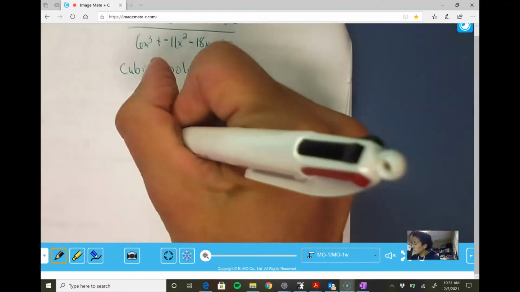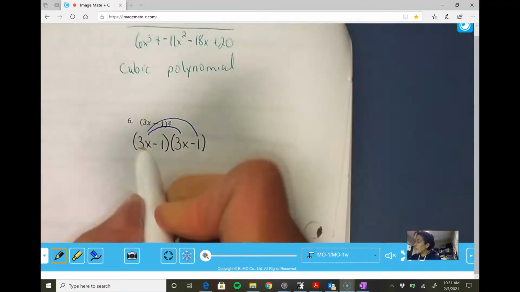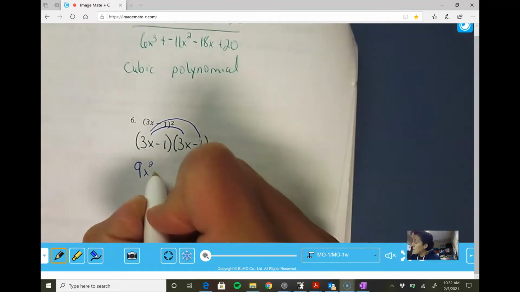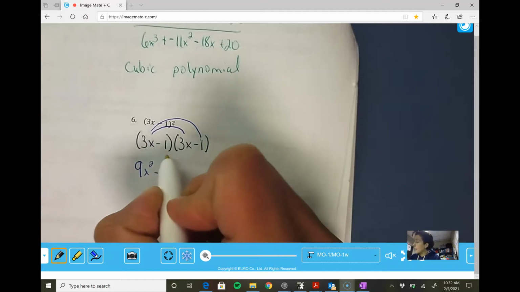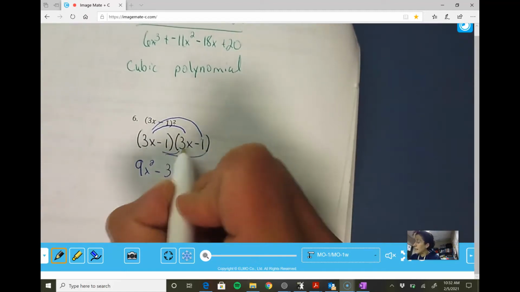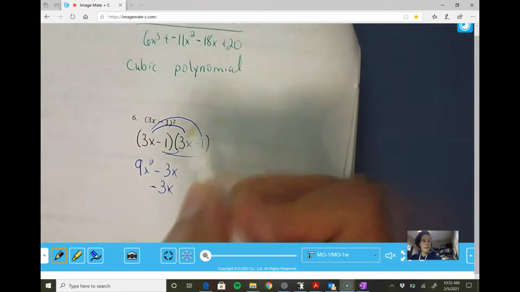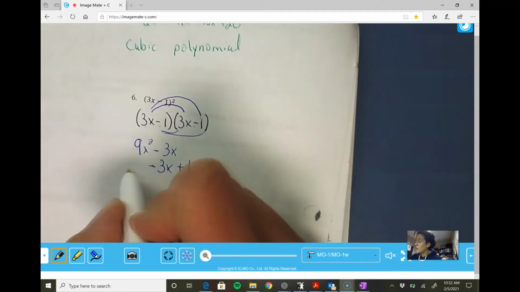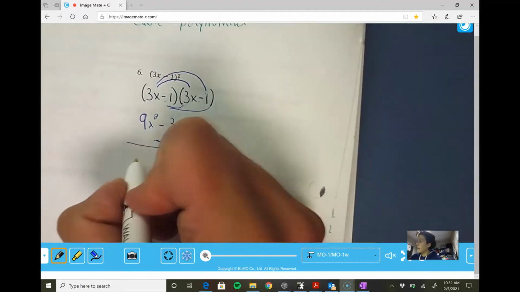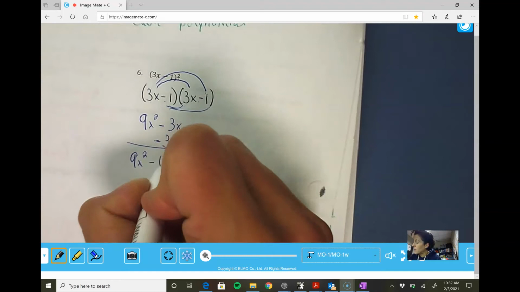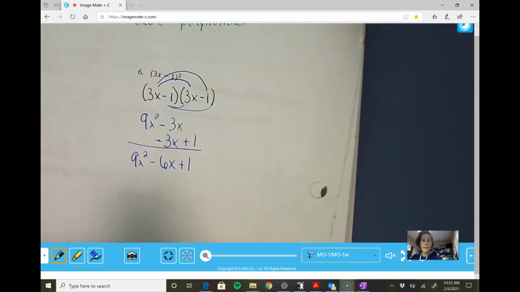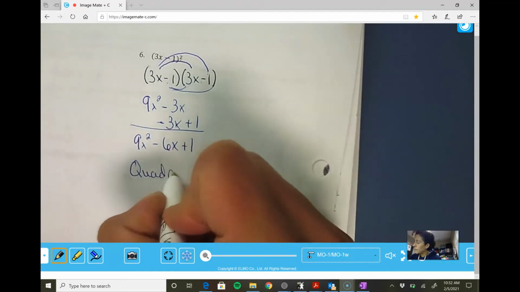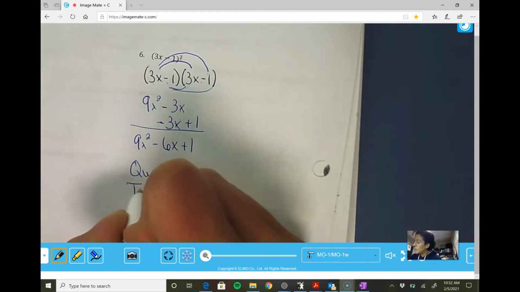So 3x goes to meet everybody else, and I get 9x squared. And then when these meet, I get a minus 3x. And then negative 1 will go meet the neighbors, and I get another minus 3x, which I like to stack with my like terms. And when these meet, negative 1 and negative 1, or subtract 1, you get positive 1. So now I add my like terms: 9x squared minus 6x plus 1. If I were to name this, this is a quadratic. 3 terms makes it a trinomial.